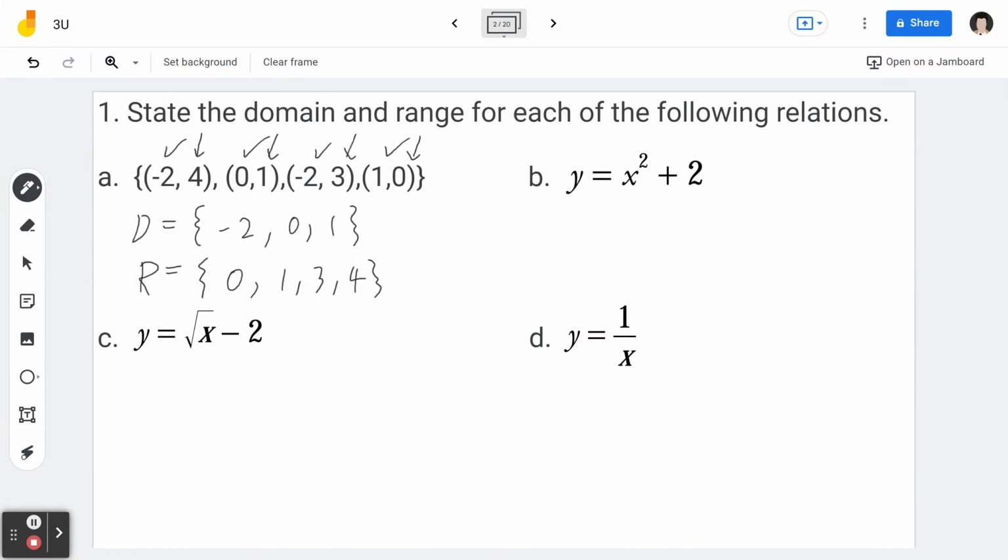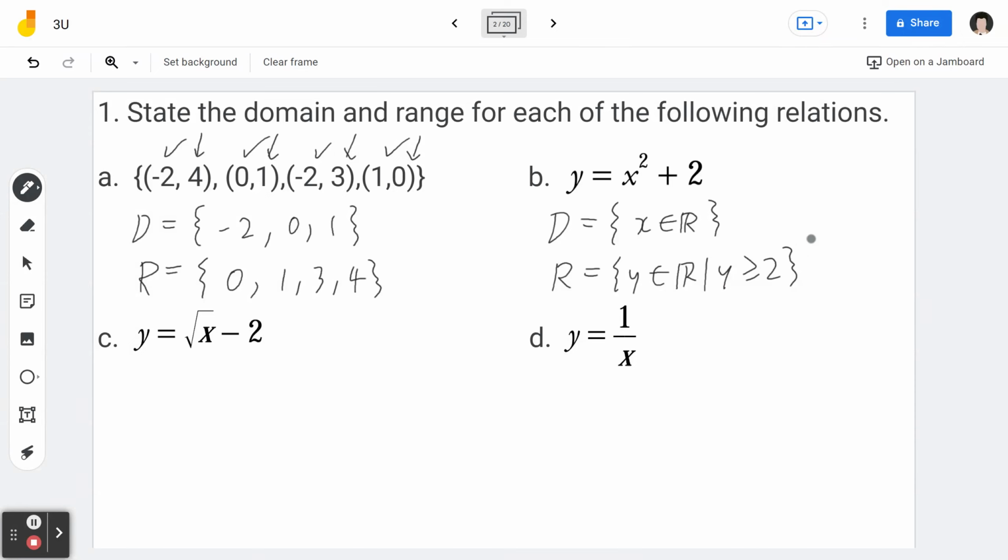1b, y equal to x squared plus 2. Again, if you think about the domain, it's asking you for all the possible x values. x is an element of real numbers. If you think about the range, they're asking you for the possible y values, and of course, y is an element of real numbers. However, y must be greater than or equal to 2.